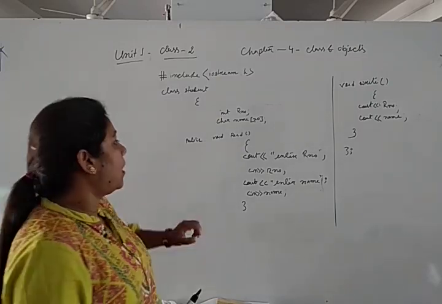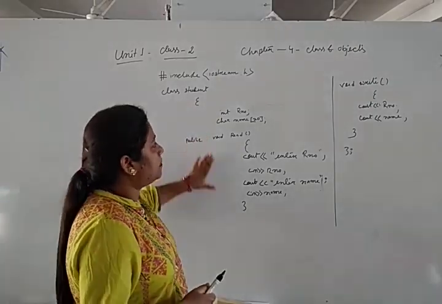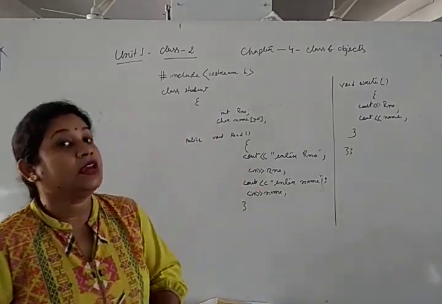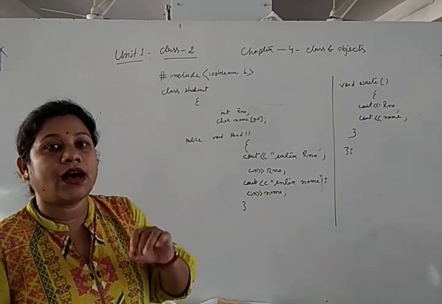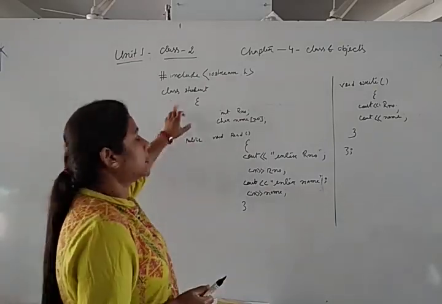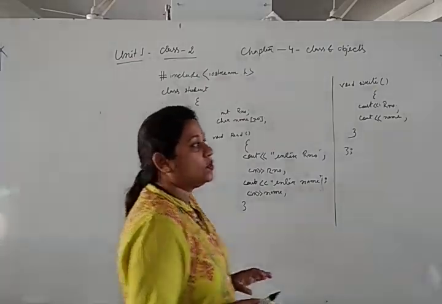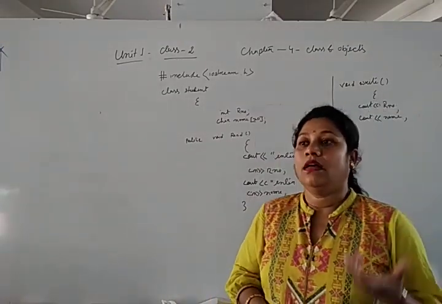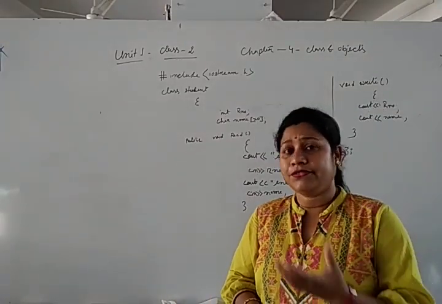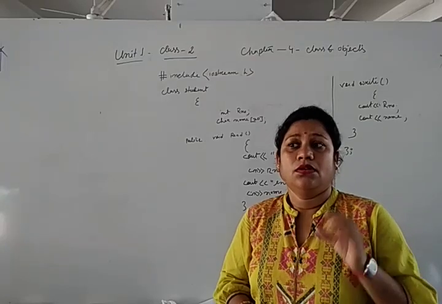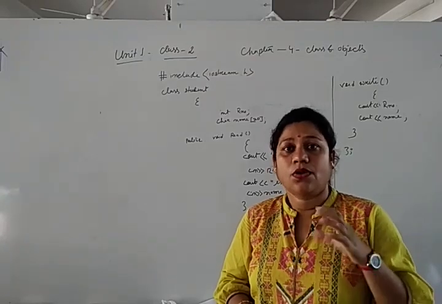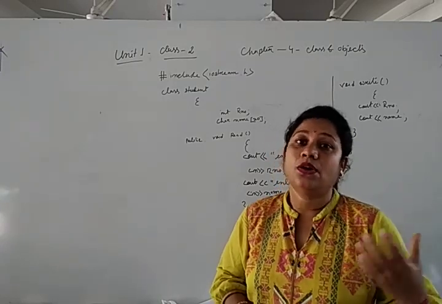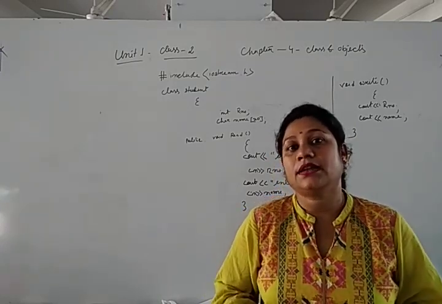Okay, for executing this part of the program, for executing this class, what to do? You have to declare the object of this class. Okay, so one thing all of you remember, that after declaring a class in a program, you can create many objects related to that class.